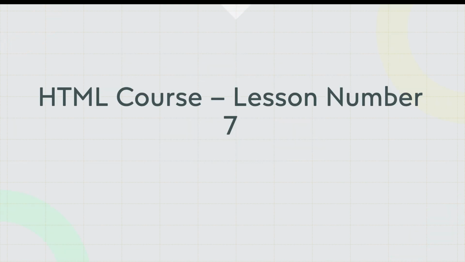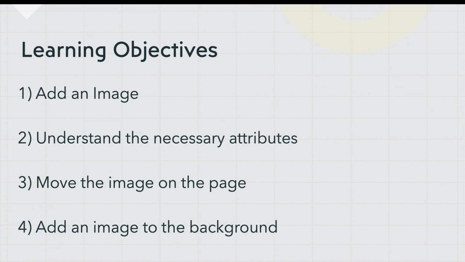Now, having said that, let's jump into lesson number 7. So the learning objectives of this lesson are to: 1. Add an image successfully, 2. Understand the necessary attributes for images, 3. Move the image on the page, and 4. Add an image to the background of some element in the code.